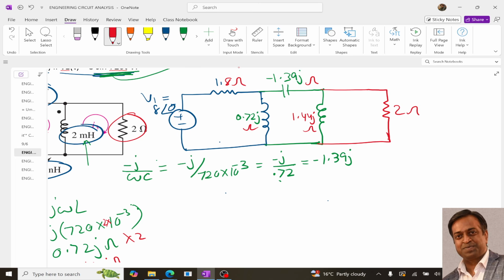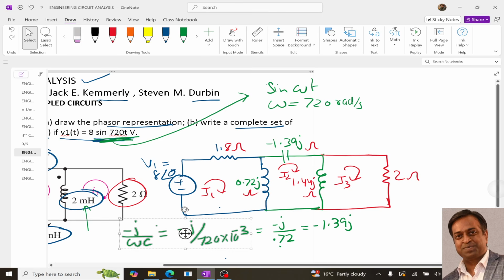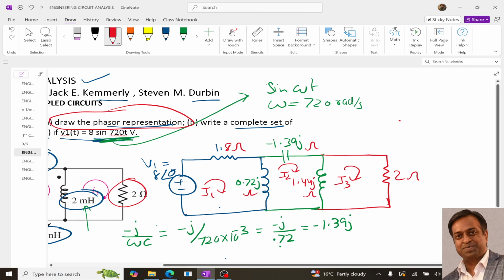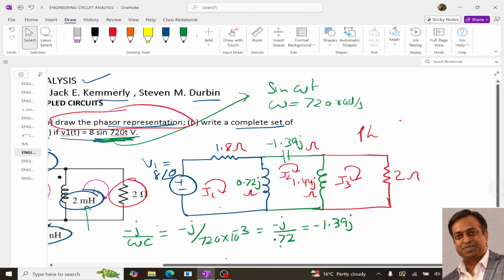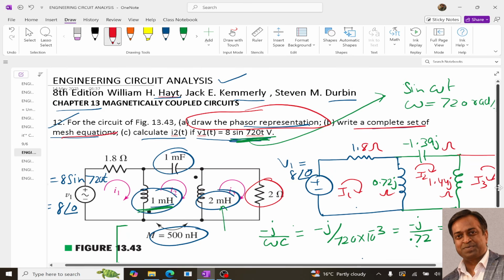And there are 3 loop currents: I1, I2, I3. So this is the first part of the question, where it is asked that we need to draw the circuit in phasor representation. So this is the phasor representation. Now the second part of the question says that we need to write a complete set of mesh equations.